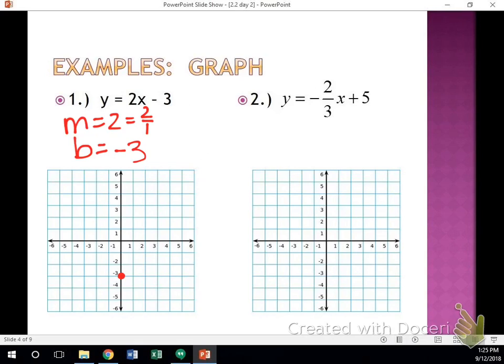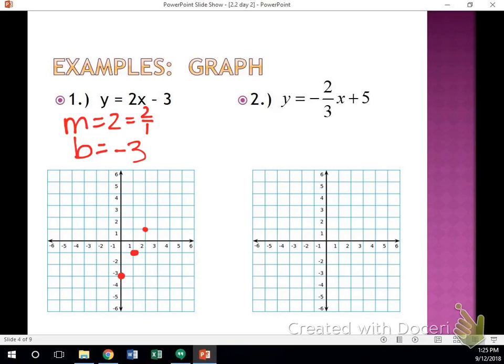Then I am going to use my slope, my rise over run. That's why it's helpful to have it as a fraction. If my rise is 2, I'm going up 2. My run is a positive 1, so I go to the right 1. Up 2, right 1, put another point. But our directions for graphing said that we use the slope to plot 2 additional points. So then I can go from that point I just made, up 2 more, right 1 more.